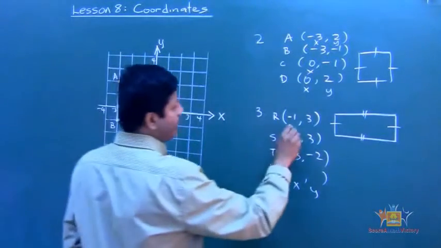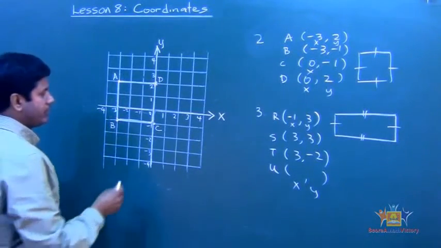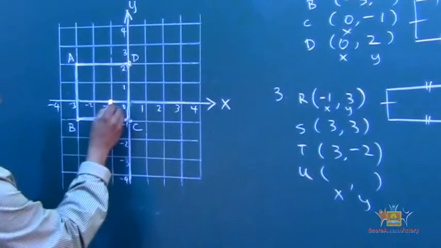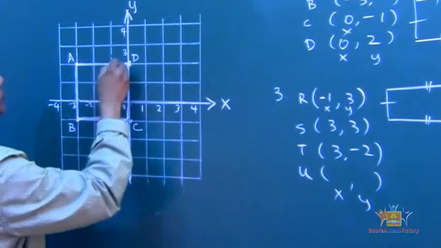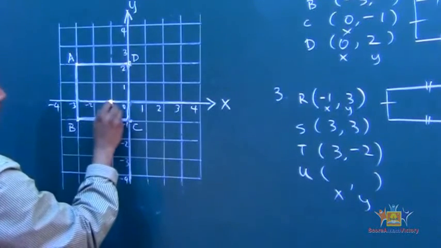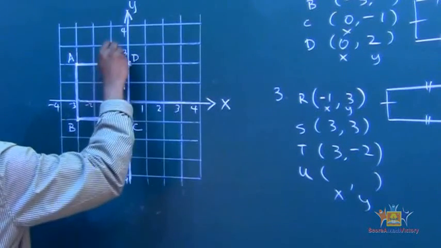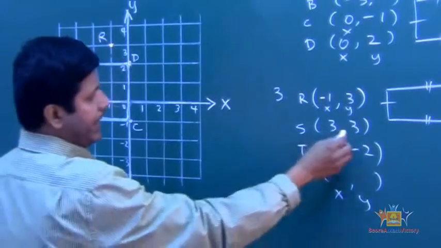R is -1 and 3. X is -1. So let's find what -1 is for X. Right there. And 3, +3, means going up by 3 times. 1, 2, 3. See that? See, -1 is right there. 0, 1, -1. 1, 2, 3. That's our R point.